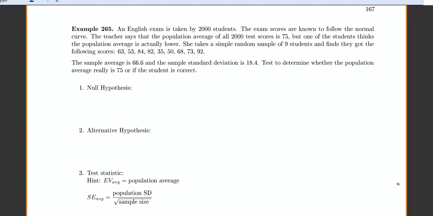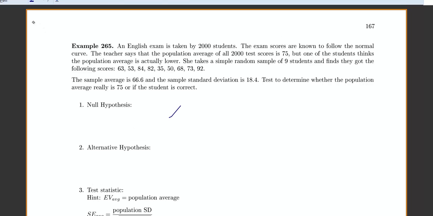In example 265, an English exam is taken by 2,000 students. The exam scores are known to follow the normal curve. The teacher says that the population average of all 2,000 scores is 75, but one of the students thinks that the population average is actually lower. So she takes a simple random sample of 9 students. So my sample size equals 9.